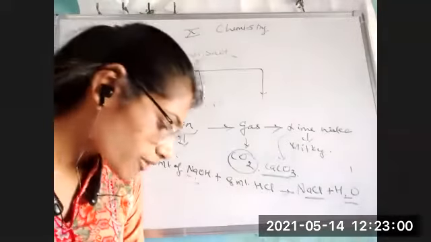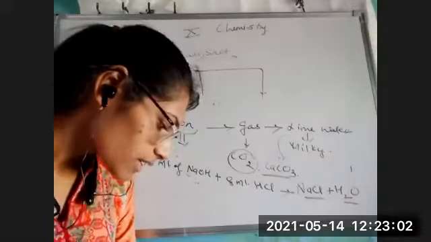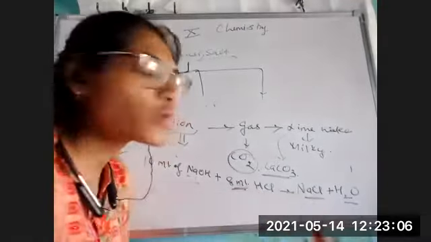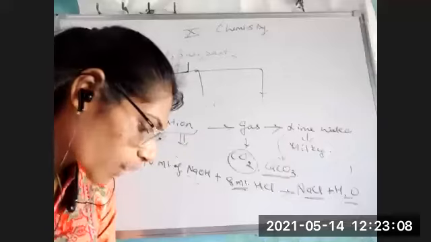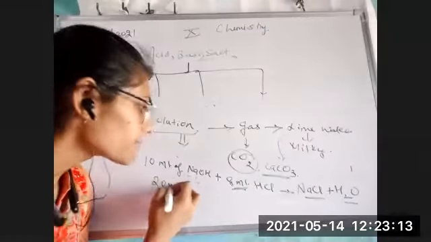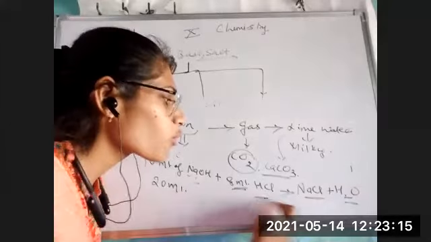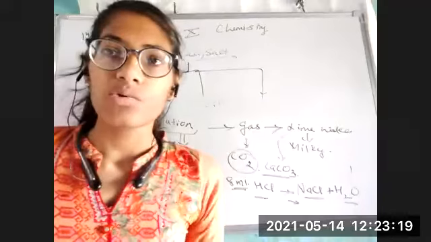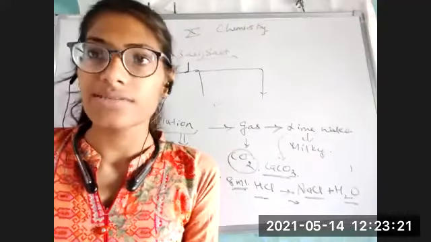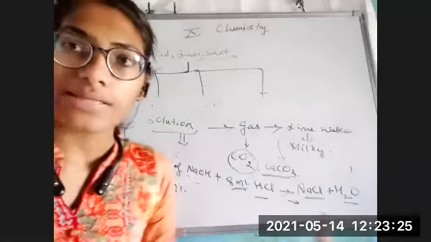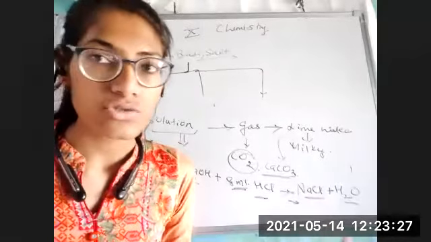Now the question is, 10 ml of NaOH is reacting with 8 ml of HCl to neutralize it. If we double the solution of NaOH, that means 20 ml, how much HCl would be required to neutralize it? This is very basic, you can solve it even if you're in 7th or 8th standard. The question is, NaOH and HCl are reacting and giving us a neutralization salt.